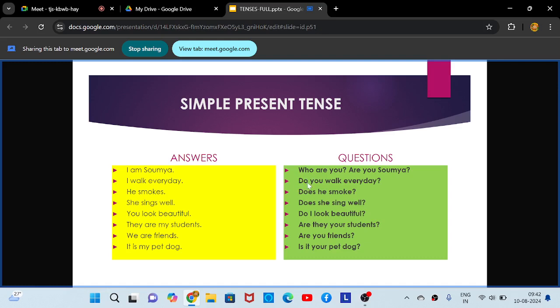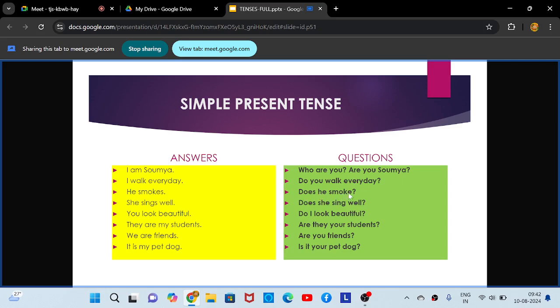Now if I include that helping verb do, it becomes do you walk every day. So the question is also in simple present tense, subject plus V1 plus object. The answer is also in the same format, subject plus V1 plus object. This is how you have to identify that a question is in simple present tense or not.